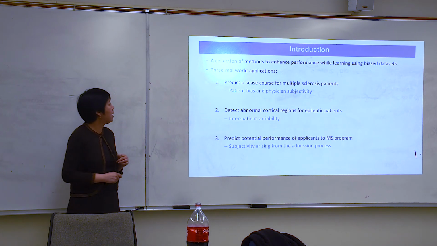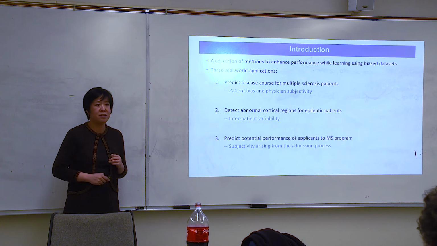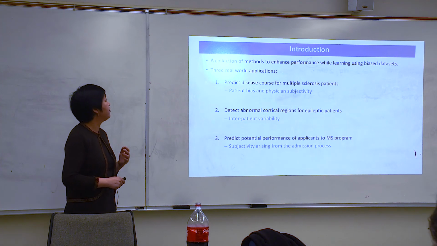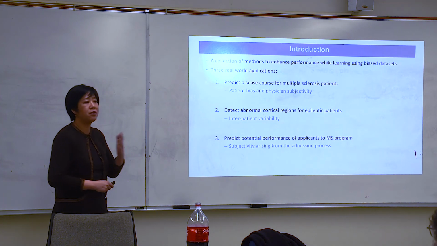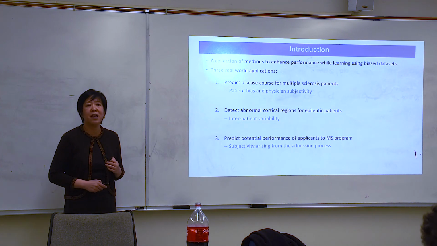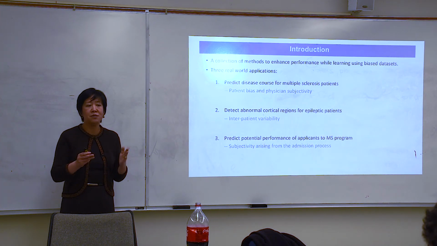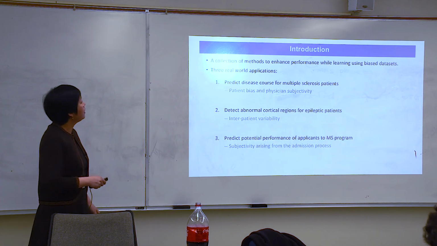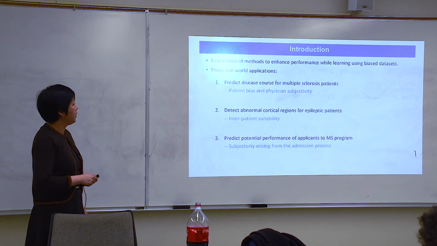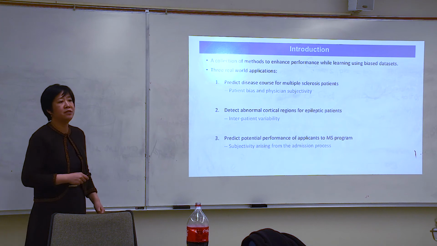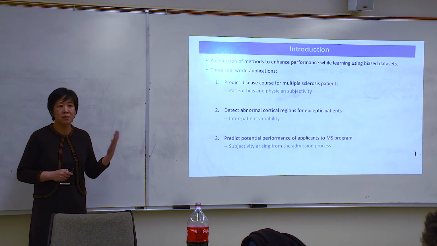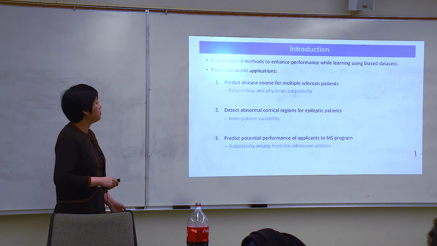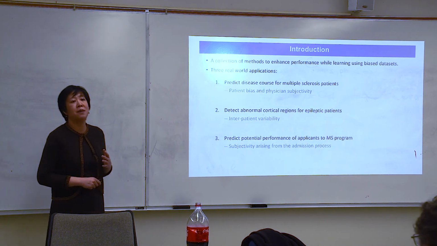Multiple sclerosis is a progressive disease, a neurological disorder. We're trying to predict whether the patient is going to be highly progressive or not highly progressive 5 years down the road, with only the first 2 years of observation. Here, the data has the patient bias and the physician subjectivity that I mentioned in the previous slides.